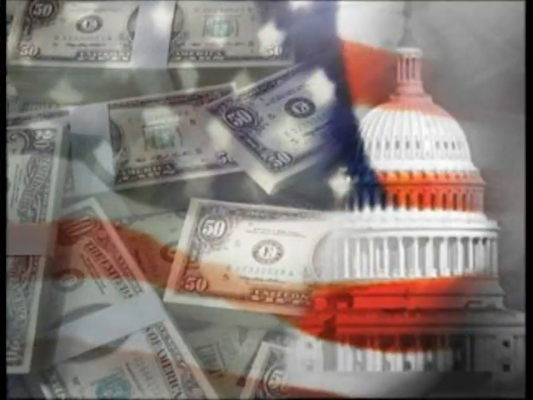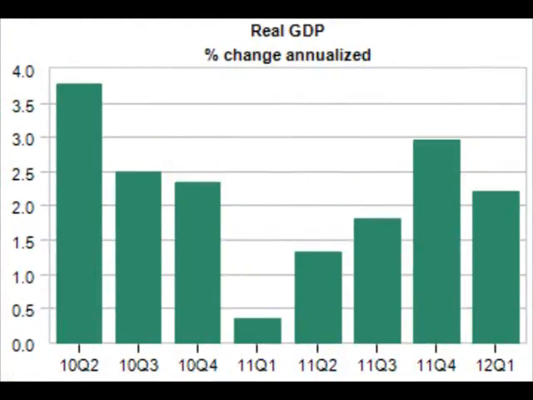GDP's growth slowed in the first quarter to 2.2%, a significant decrease from 3% in the fourth quarter of 2011. The drop was mainly due to a drop in investments, which is most likely a cause of higher gas prices, fiscal restraint, and economic chaos within Europe.